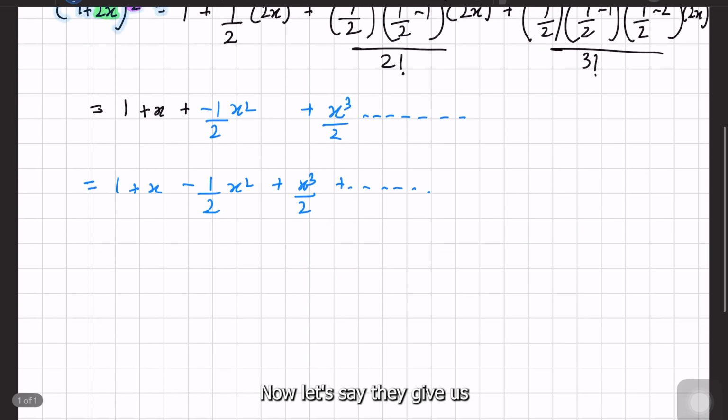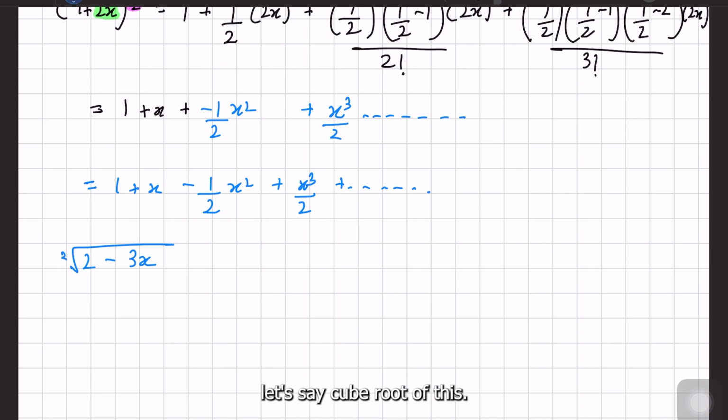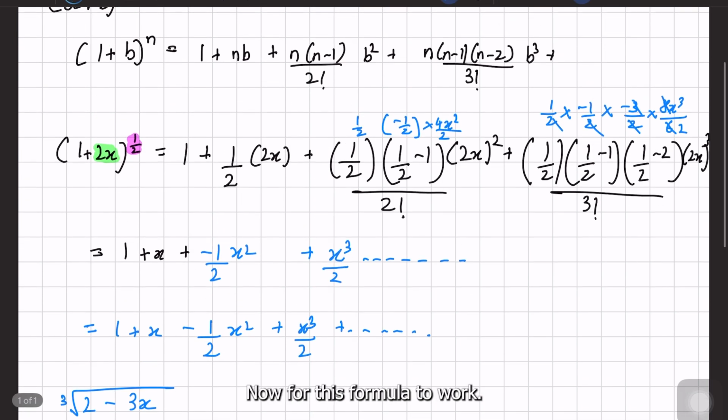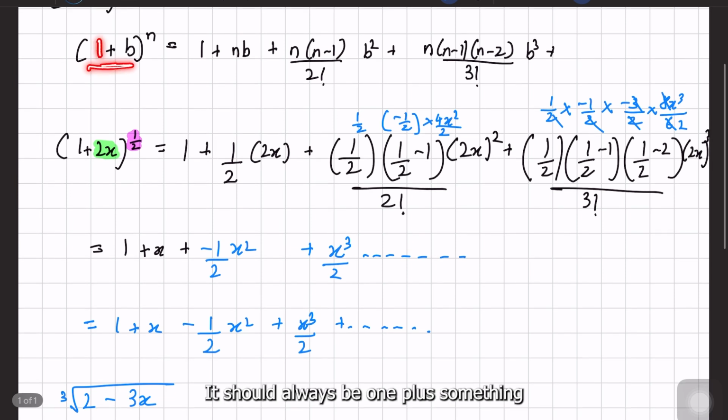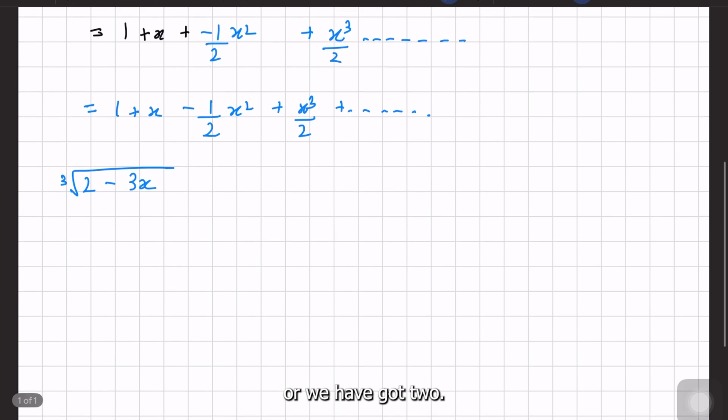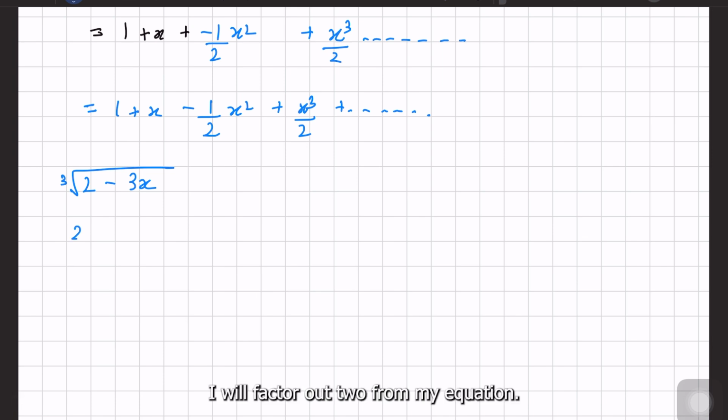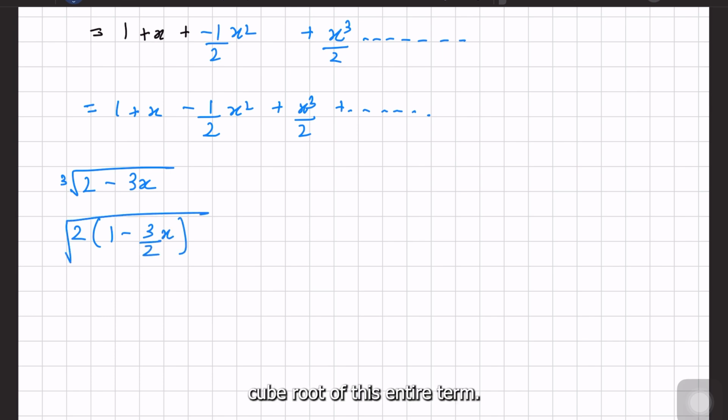Okay. Now, let's say they gave us something like the cube root of (2 − 3x), and they are asking us to expand this binomially. Now, for this formula to work, it should always be 1 plus something. Over here, I've got 2. So, first, I'll factor out 2 from my equation. When I do that, I get 2 times (1 − 3x/2), cube root of this entire term.